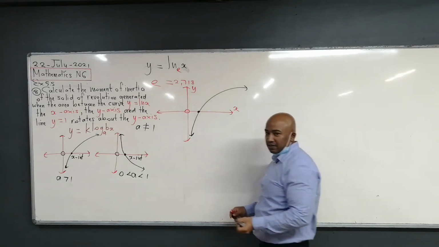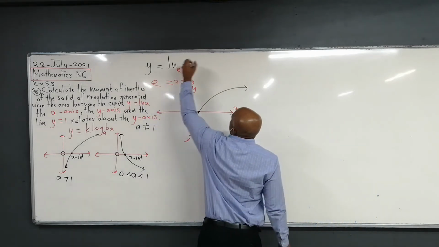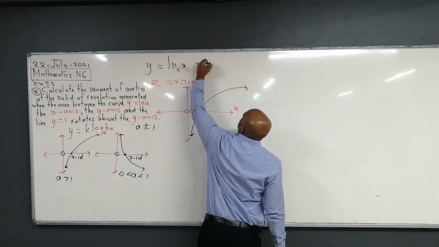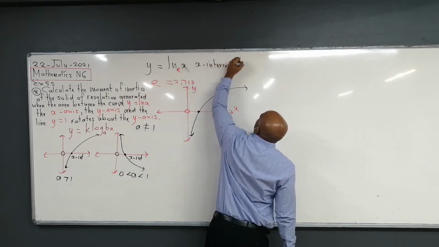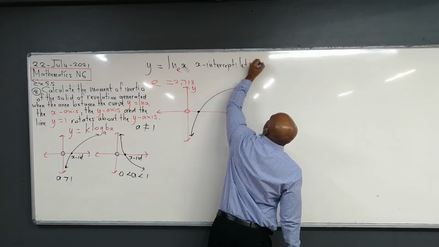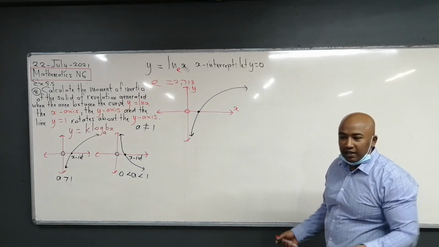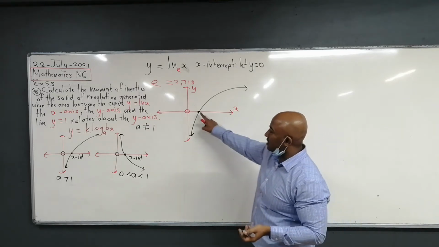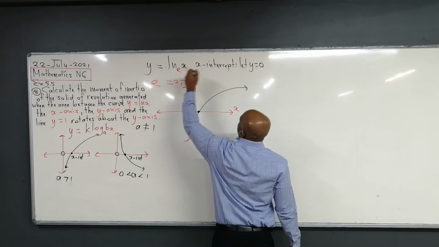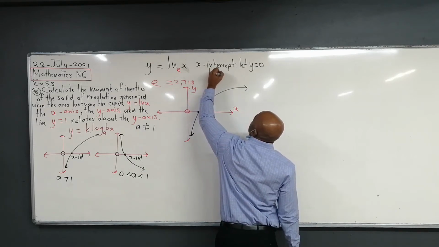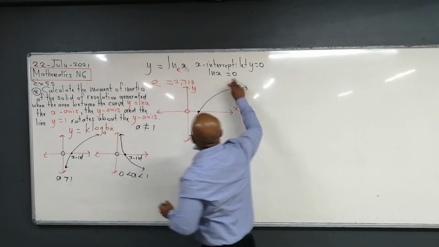Let's work out that x-intercept. For my x-intercept, you're going to let y equal 0. For any graph, x-intercept means on the x-axis, your y values are always 0. So therefore, I will have ln x equal to 0. I'm replacing y with 0.